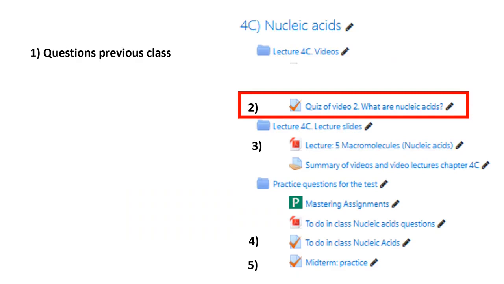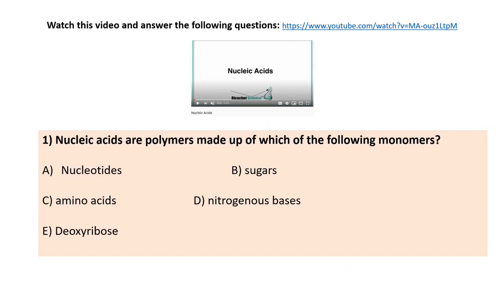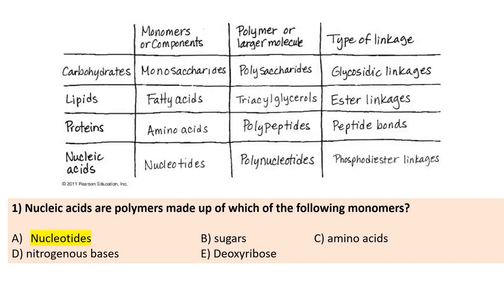So after taking the quiz, now I'm going to solve some of the questions. And remember, here you can find some information that can help you to answer some of the questions. So first question: nucleic acids are polymers made up of which of the following monomers? Okay, and the answer, you can solve it using this table that I already gave you, and I have seen that some of you have it in the summaries.